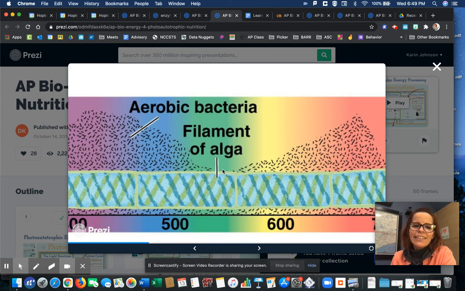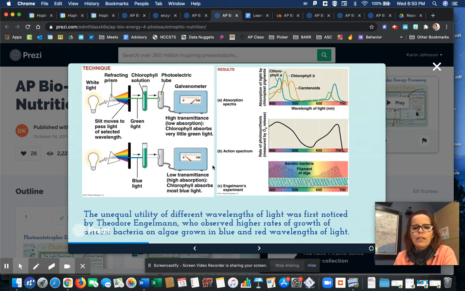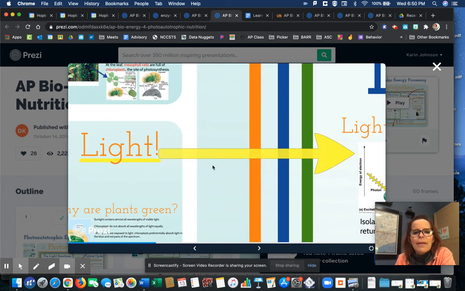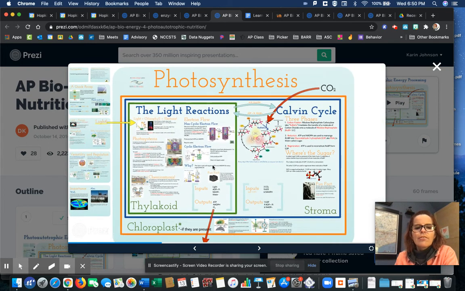He realized that was an indicator that more photosynthesis, producing oxygen, which these bacteria need, was happening in these color areas, and very little photosynthesis was happening in the green. That's because the green light is being reflected away and not absorbed, so it doesn't allow the plant to do photosynthesis. I think that's a cool little experiment and definitely AP worthy. All right, so let's review.